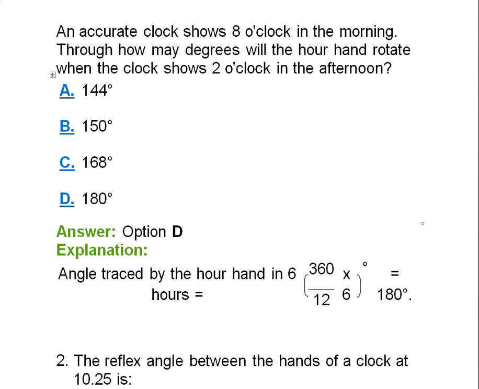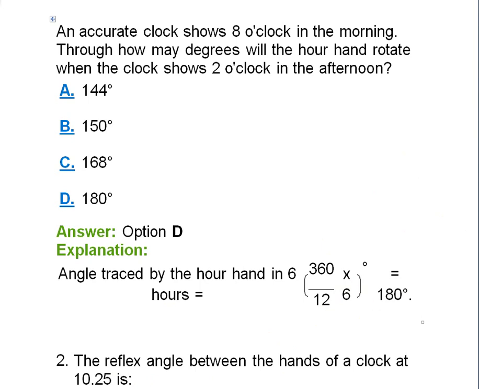So we know what an hour hand is. The smaller pin or the smaller hand is called the hour hand. So angle traced by hour hand in 6 hours is 360 divided by 12 into 6, which is 180 degrees. So your answer for this will be 180 degrees. No need to get confused in this.